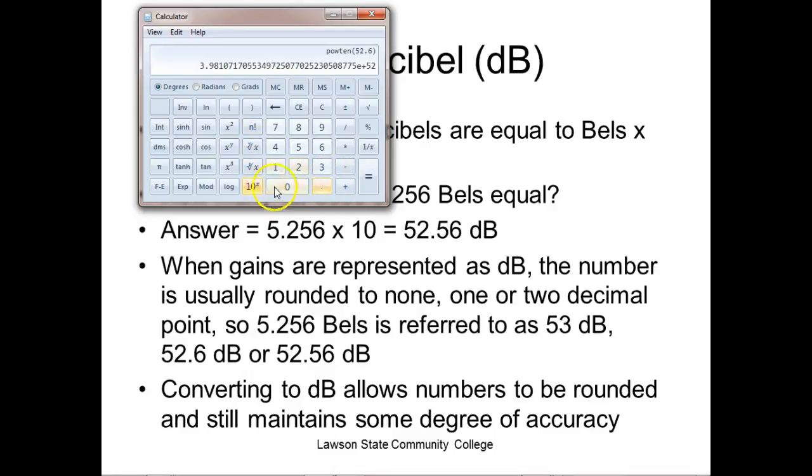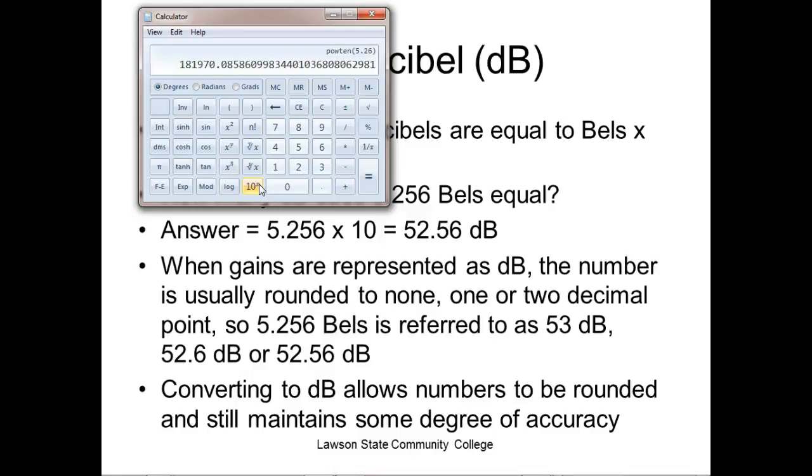So what I've got to do, if I enter dB, if I say 52.6, then the first thing I'm going to do with my calculator is divide that by 10. So what I just did is I took decibels and converted it back into bels. So now I can come up here and hit this key, and that would give me the actual number. So that's just something you're going to have to remember to do.